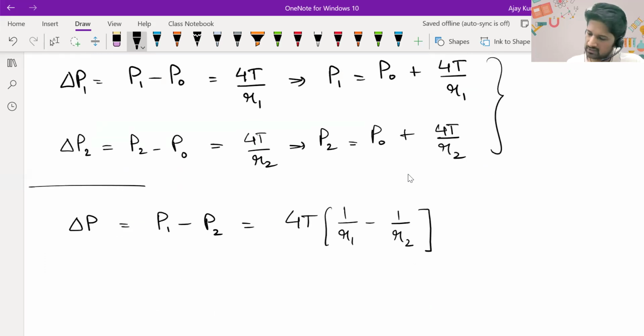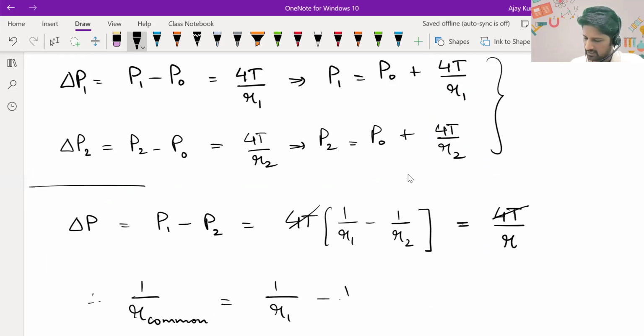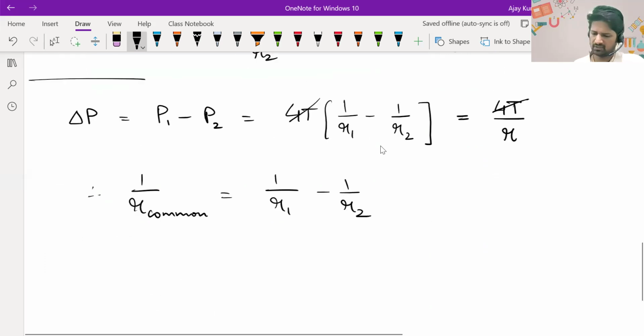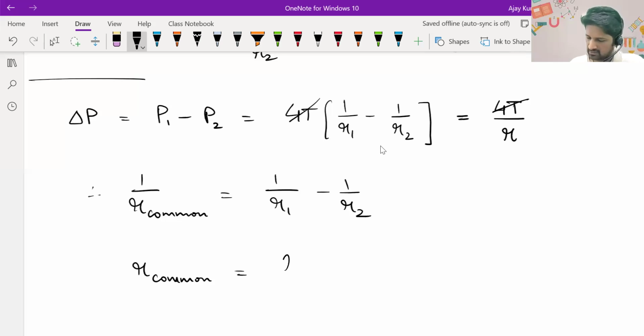So you will need to equate this. We got an expression for excess pressure. Excess pressure across two surfaces is 4T divided by the radius of curvature of that surface. 4T gets cancelled. Therefore, 1 by radius of curvature of the common surface is 1 by R1 minus 1 by R2. If you take LCM and simplify, you get radius of curvature of the common surface as R1 R2 divided by R2 minus R1.